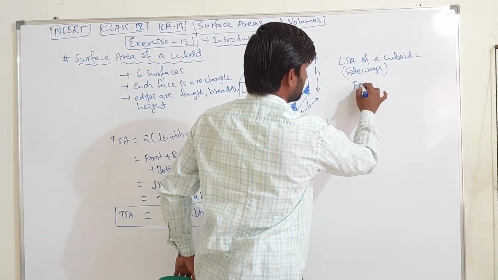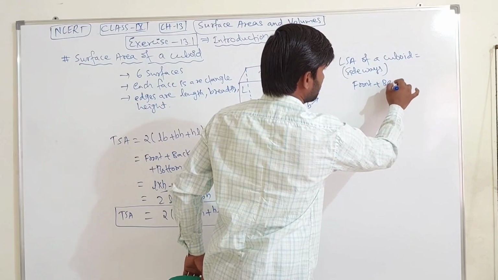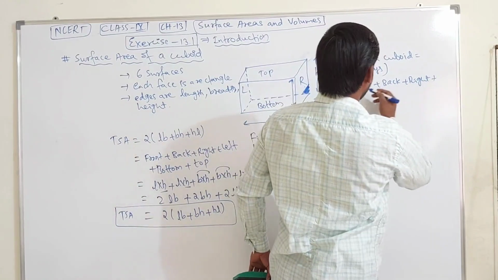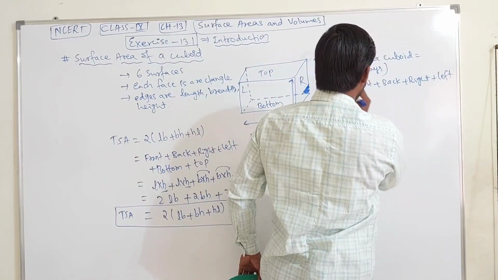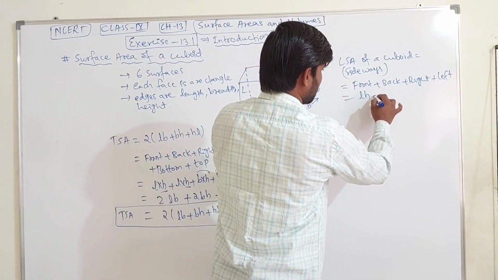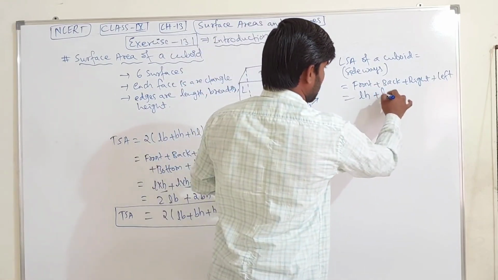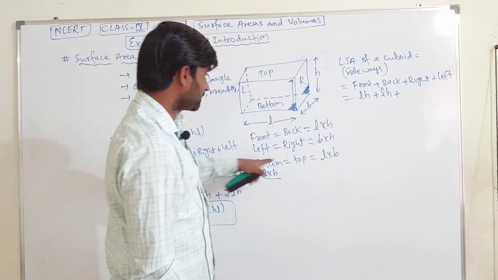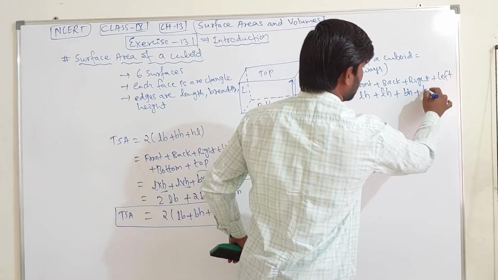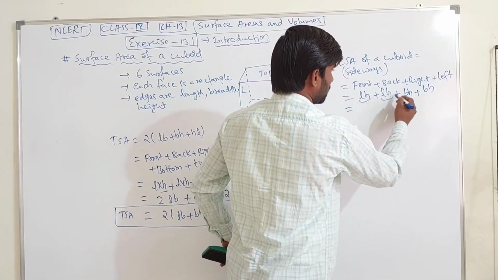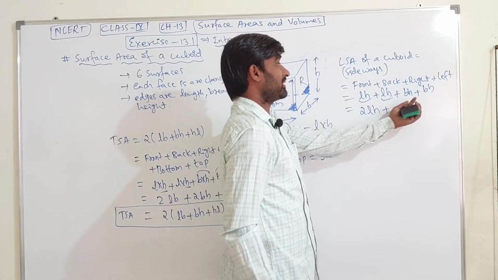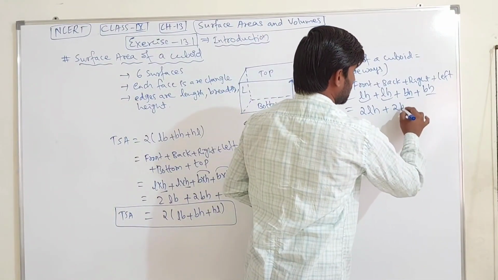That is which ones? Front plus back plus right plus left. So what is the area of front? Length into height, LH, plus back also the same, length into height, plus right, which is equal to breadth into height, plus left also equal to breadth into height. So again here length into height is repeating 2 times, so we can write 2 times length height, plus breadth height also repeating 2 times, so we can write 2 times breadth into height.